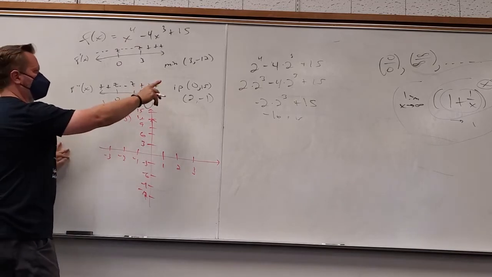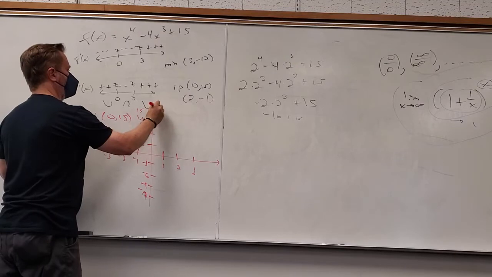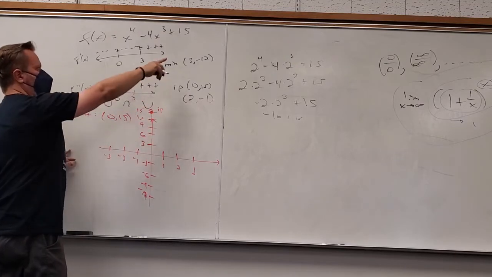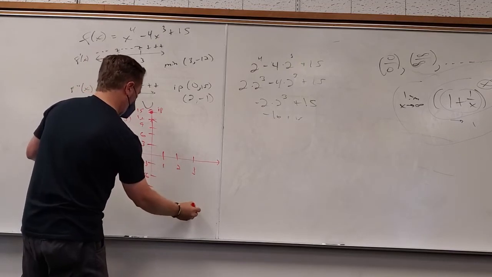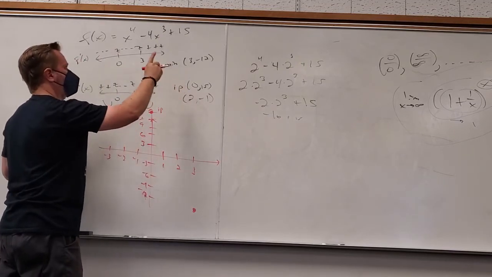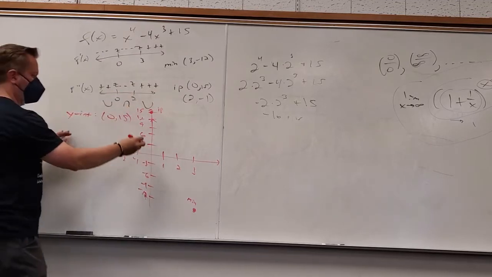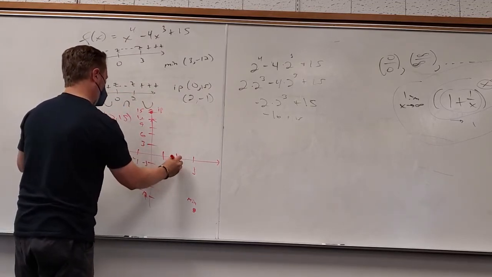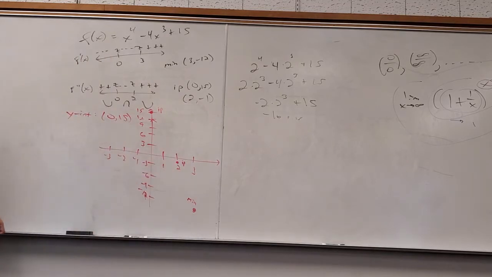So let's plot some stuff. 0, 15 is an inflection point. 3, negative 12, where'd it go? Is a minimum. And 2, negative 1 is an inflection point. I like it.